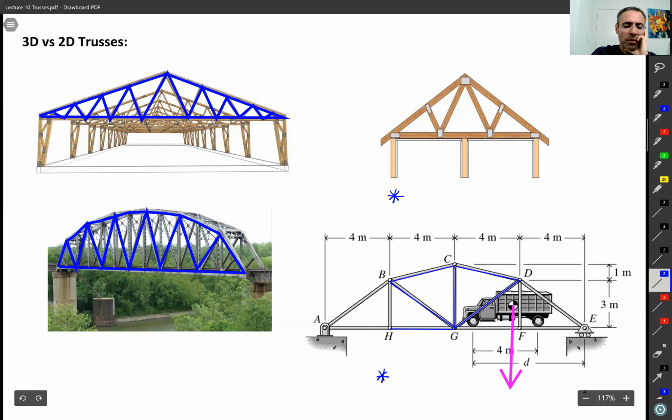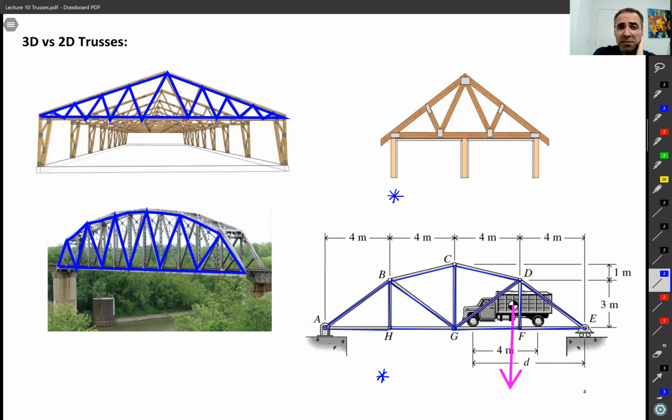Is it clear what we are looking after? So basically we want to find out the forces in this truss, a truss made out of lots of links, and these links are all two-force members.